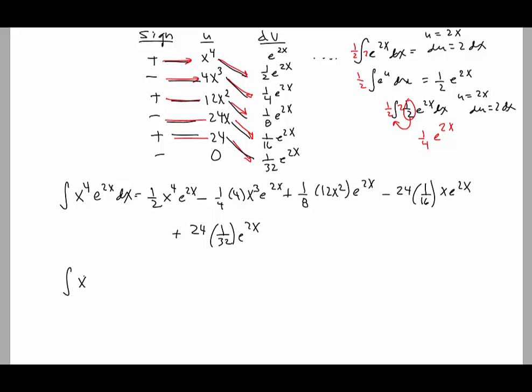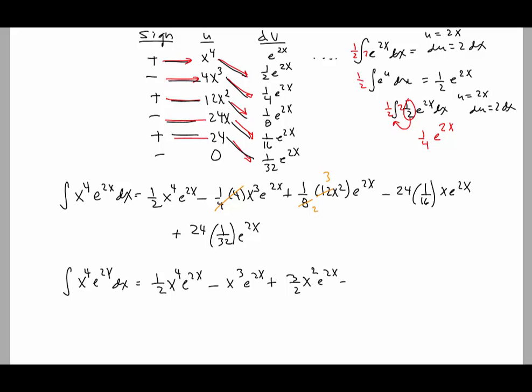Now obviously I have a lot of simplifying I can do here. The 1/2 x to the fourth e to the 2x I really can't do much with. On this one right here, the 4's cancel, and I'm left with minus x cubed e to the 2x plus this 12 over 8 will simplify. 4 goes into 8 twice, it goes into 12 3 times. So it'd be plus 3/2 x squared e to the 2x.